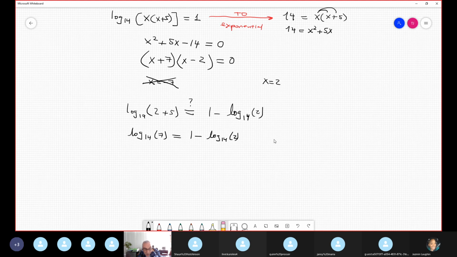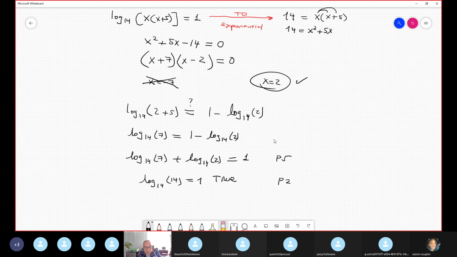Now I propose you move to the same side, because at least maybe you can condense it. Plus logarithm base 14 of 2 should be 1. So one more time, we're using the property number 5, addition is multiplication. So basically it is logarithm base 14 of 7 times 2, which is 14. Wow! And using the property number 2, when this number is exactly the same as the base, it is 1. I prove it's true. Therefore, the solution 2 is perfect.